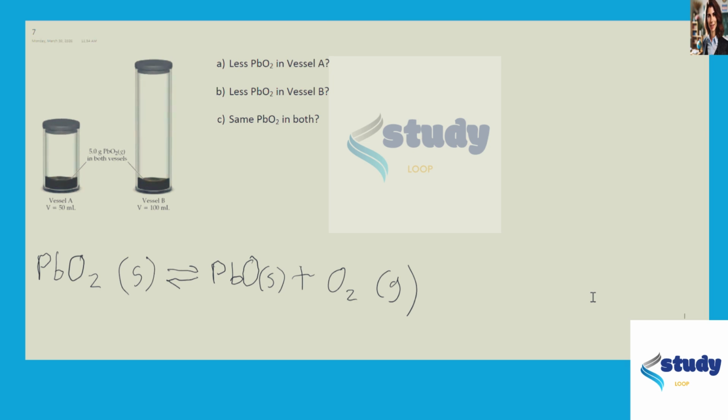For both of the vessels, we're starting off with all PbO2 as a solid. So when they're heated and the equilibrium is allowed to happen, the amount of solid PbO2 is going to have to go down in order for some amount of PbO and O2 to form. So we can look at both letter A and letter B and say, even if we don't know the exact equilibrium constant, we know at least a little bit of that PbO2 is going to have to be consumed in order to form the products. So we can look at the first two letters and say that both of those are true.